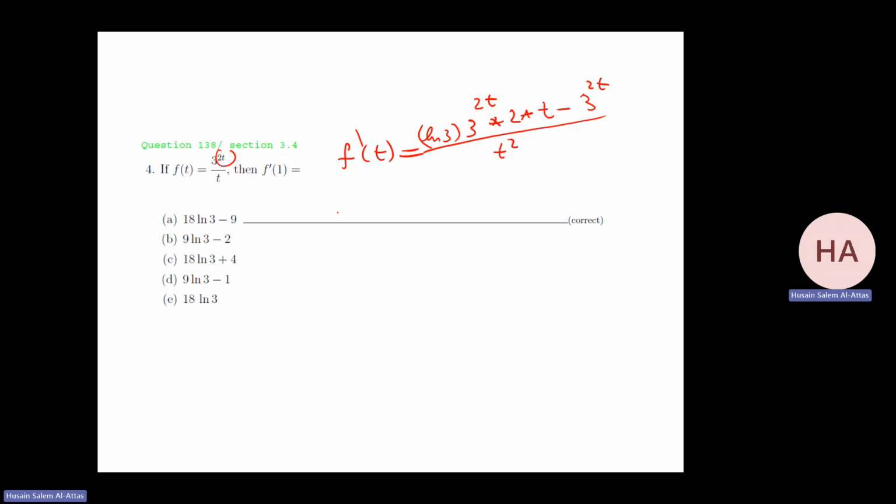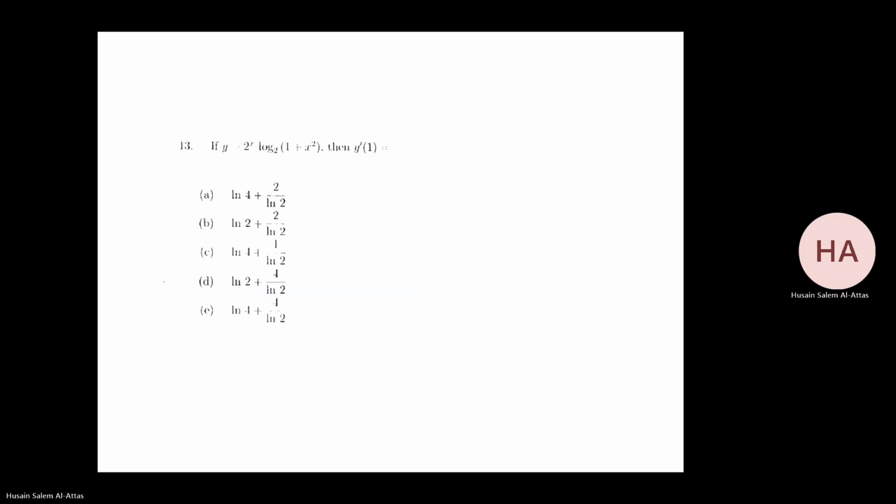Over t square. F prime at 1. That will be ln 3, 3 to the power 2 times 9 times 2 times 1 minus 3 to the power 2, which is 9, over 1. That will be 18 ln 3 minus 9. Yeah, be careful with the calculation.